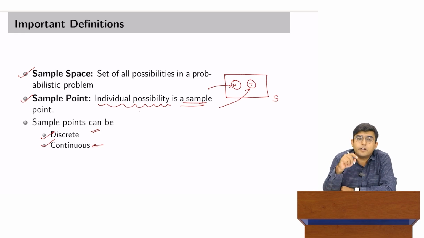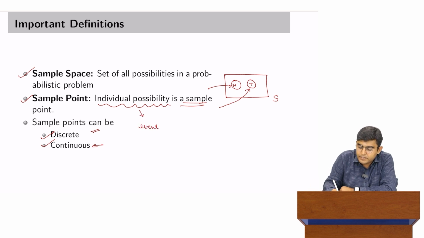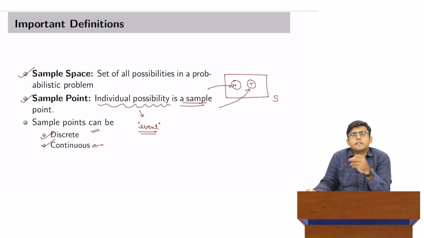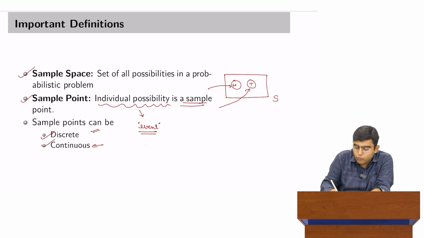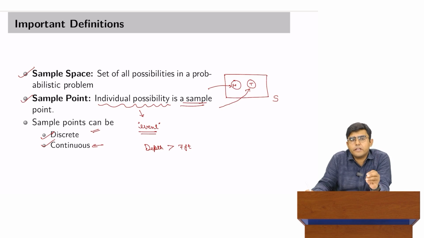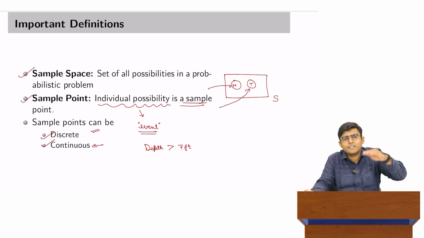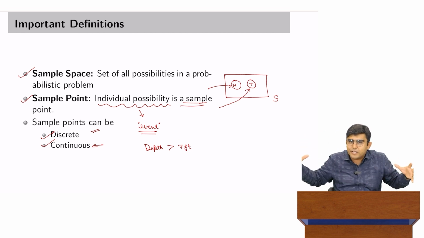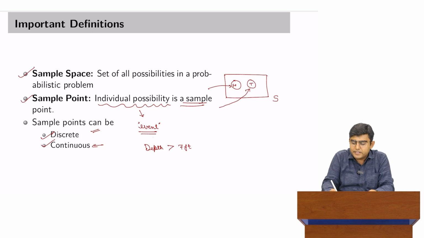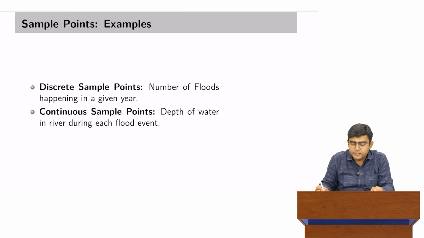In probability, a collection of multiple sample points is sometimes called an event. I can say that a river is considered to be in flood state if its water level or depth of water is greater than 7 feet. Now the flood event constitutes all the levels which exceed 7 feet: 7, 7.1, 7.2, 7.3, and so on. Hence, these were all individual points, but now I have collected them together to call them an event when depth is greater than 7 feet.